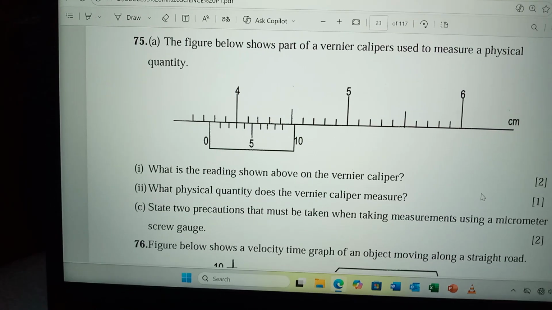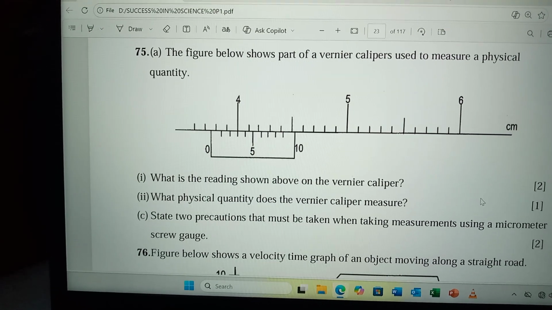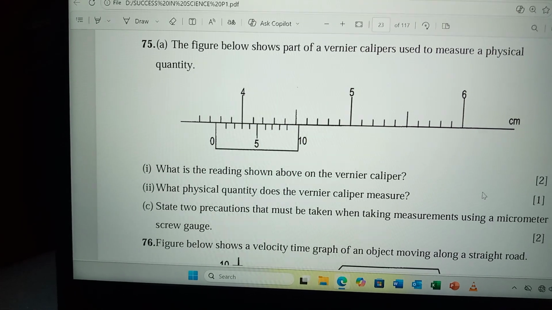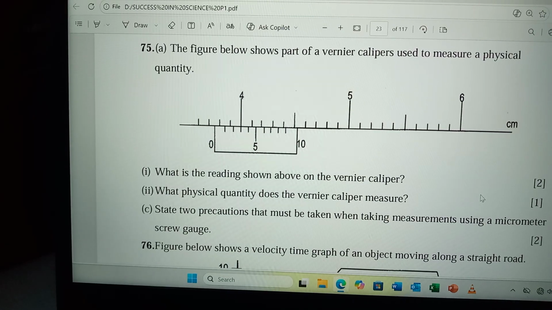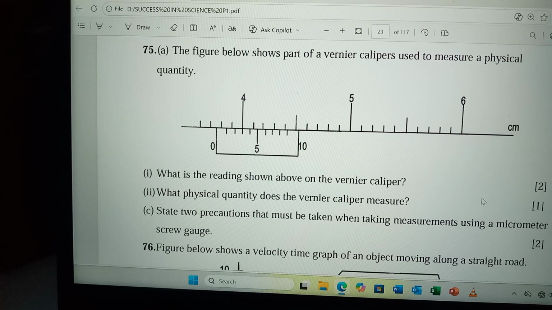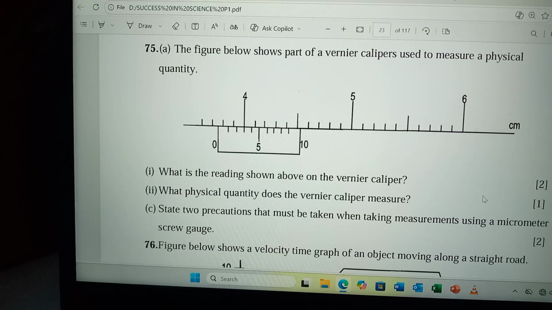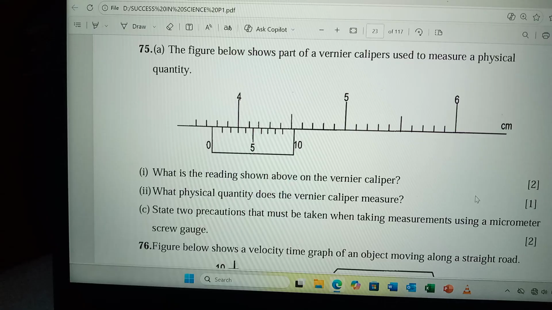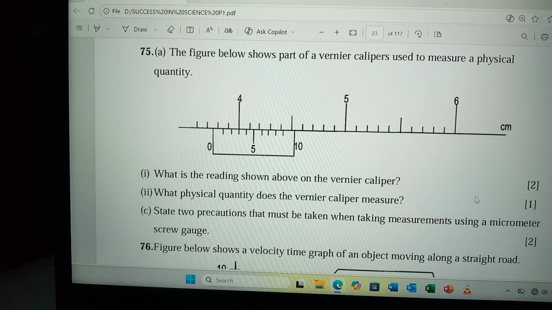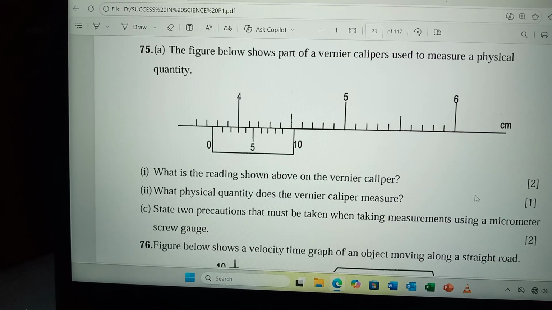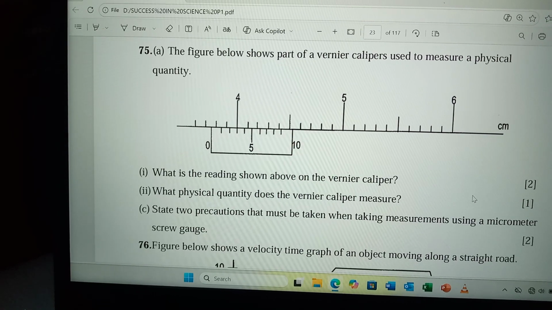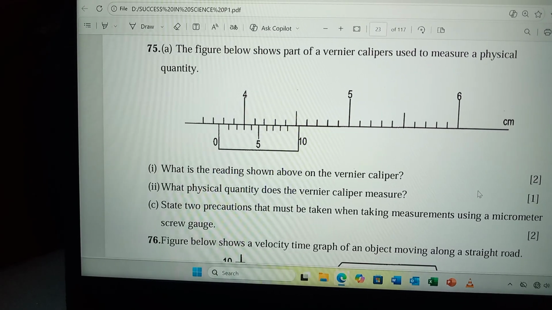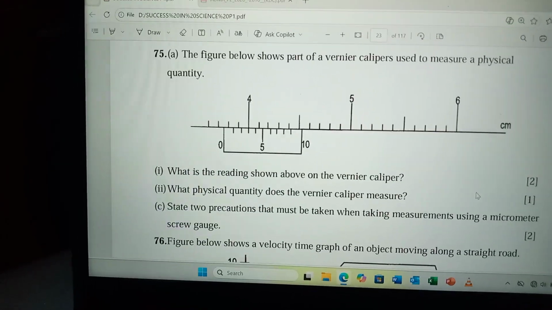So the next one is under vernier calipers. They are saying the figure below shows part of the vernier calipers used to measure a physical quantity. The one that is illustrated there is called the vernier caliper, and you have been given the SI unit. The rules are very simple when calculating the reading of the vernier calipers. They are asking what is the reading shown on the vernier caliper.